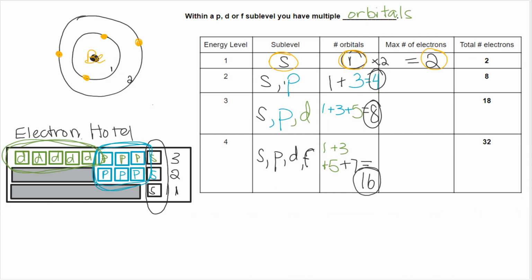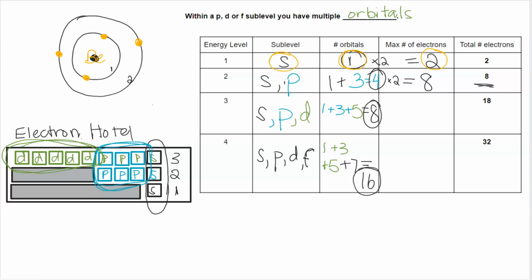Okay, let's do energy level number 2. In energy level 2, we said we have 4 total orbitals. So if we have 4 orbitals and they each can hold 2 electrons, how many total electrons can energy level 2 hold? Go ahead and type your answer into the chat. Well, 2 times 4, or 4 times 2, gives us 8 total electrons. So energy level 2 can hold 8 electrons.